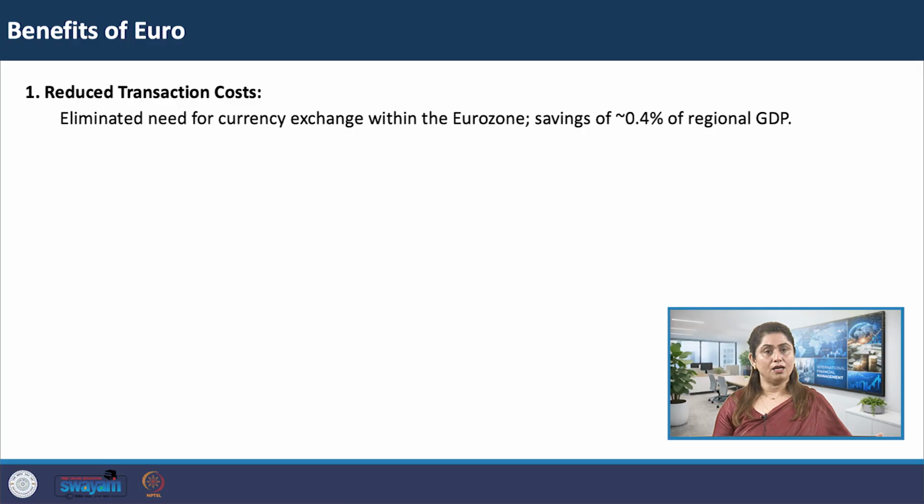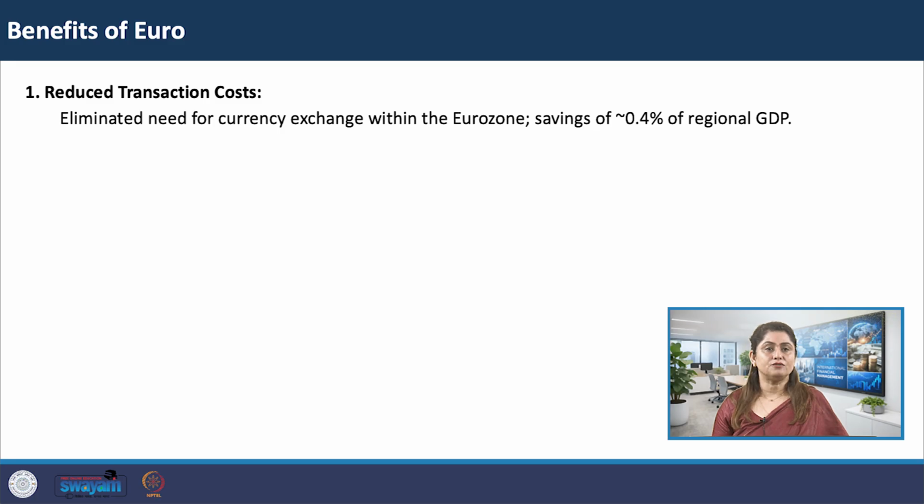When you had 12 different currencies in the Eurozone, every cross-border transaction required currency conversion. A German importer buying from an Italian exporter would have to convert euro to lire. Banks would charge fees. Bid-ask spreads meant you lost money on both sides of the transaction. Economists estimate that these transactions cost about 0.4% of the region's GDP, billions of euros annually. With a single currency, that cost disappears.